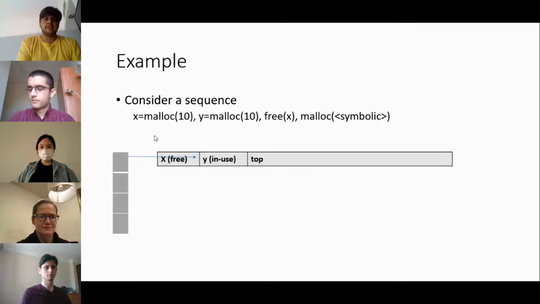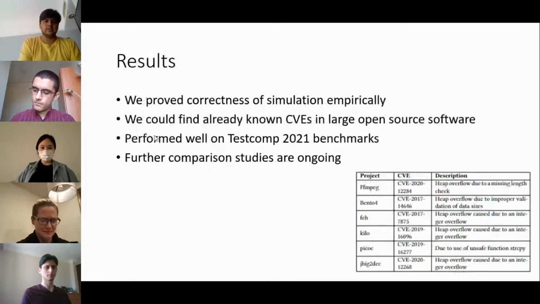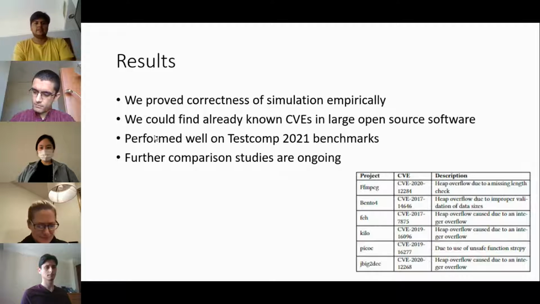We proved the correctness of the simulation. In the results, we found that these following CVEs were detected by Garuda, and these CVEs were already known. These were not newly reported by Garuda. I want to make that pretty clear: these are already known CVEs, and we tested them as a sanity test of our technique.